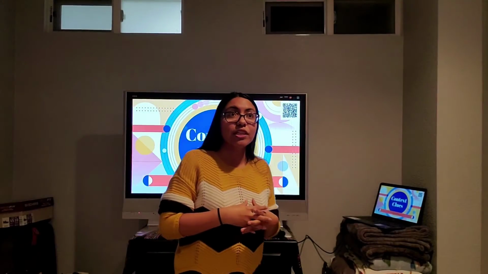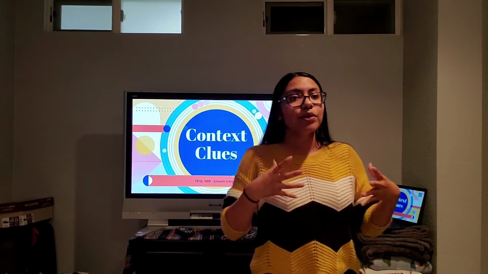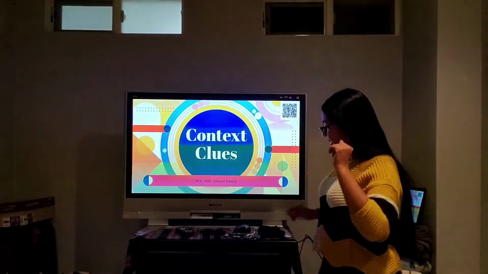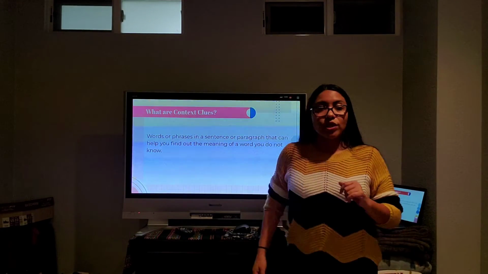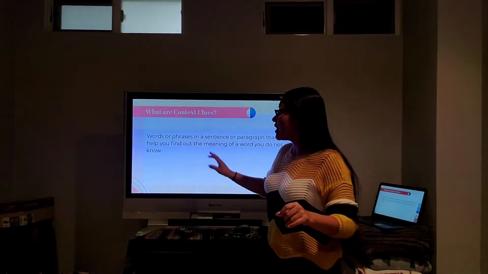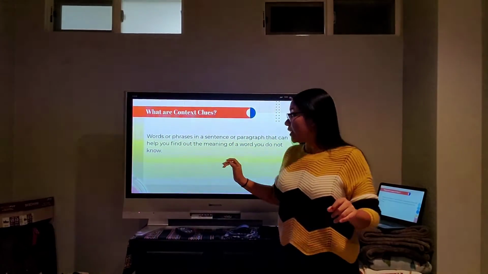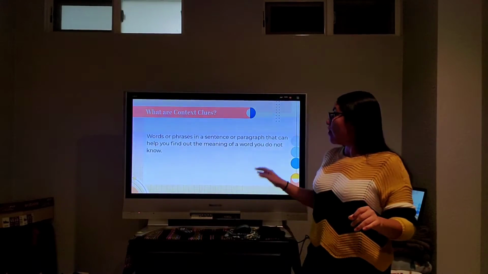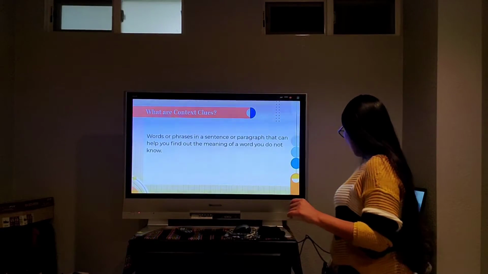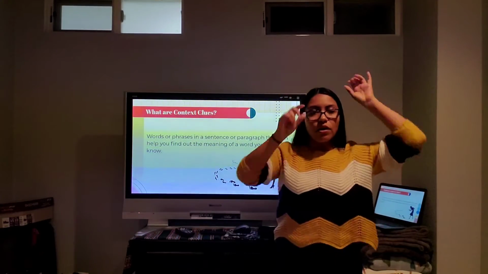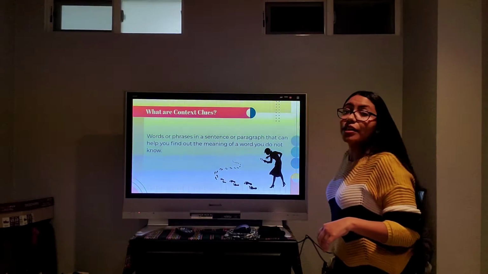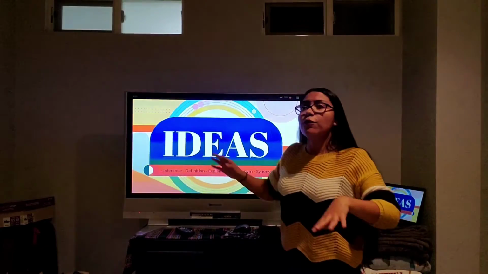Context has to do with the situation that's happening, typically in a sentence or a paragraph. So in this case, we're going to be like detectives and figuring out what some words mean. The precise definition of a context clue is that context clues are words or phrases in a sentence or paragraph that can help you find out the meaning of a word you do not know. As I mentioned, we're going to put on our detective hats and figure out how we can find these unknown words.